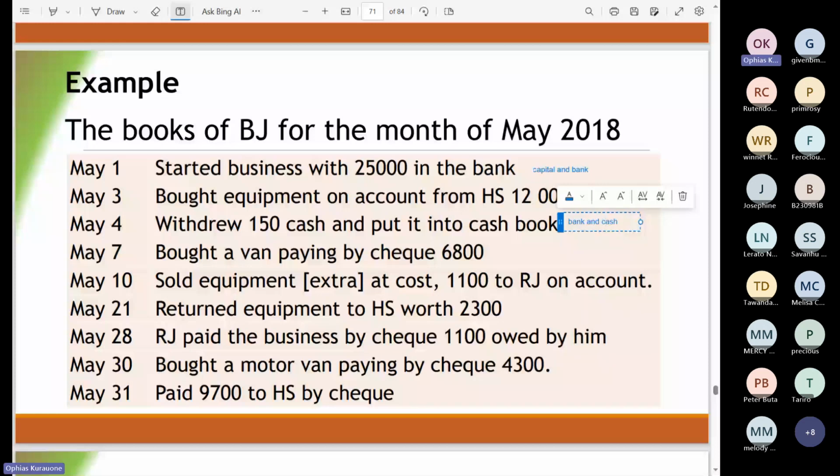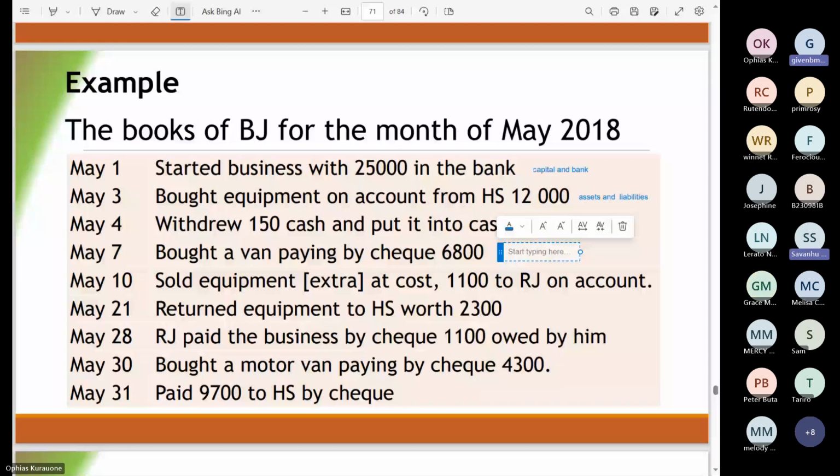So we are debiting the bank and the credit. You cannot debit the bank when you are crediting. We credit the bank and debit the cash account. So it's bank and cash.